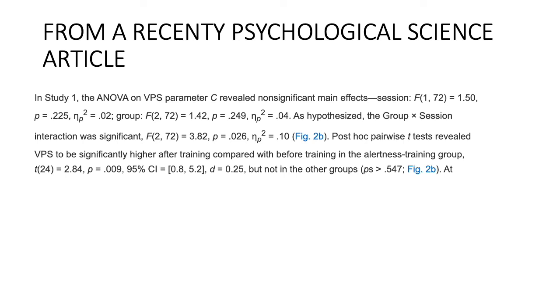Then it provides a colon. So that's another way to do it, right? You've got some options. It provides the F, the degrees of freedom of the effect, degrees of freedom error, equals 1.50, p equals 0.225, partial eta squared equals 0.02. Now they put a semicolon there and they put group.